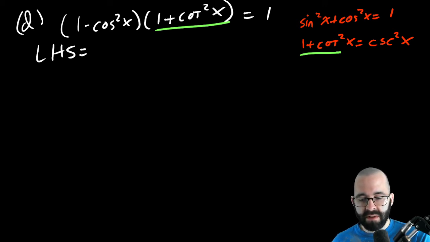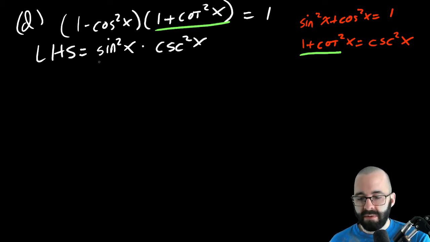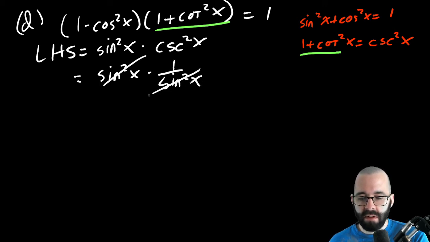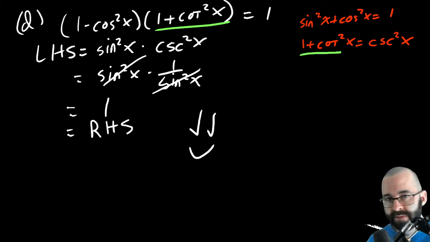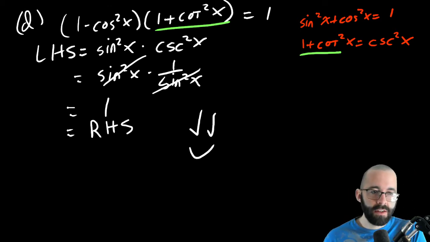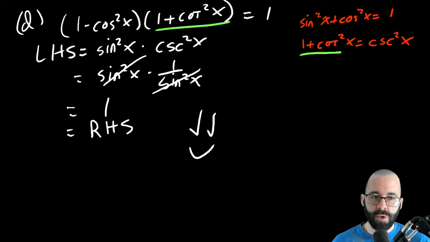1 minus cosine squared, we don't really have that, but we could get it. It's going to be sine squared. So this is really just sine squared of x times cosecant squared of x. And remember, cosecant squared is just 1 over sine squared. Don't box it. This is equal to the right-hand side, which is what we wanted to show. Check mark. Double check mark. Cool check mark guy.